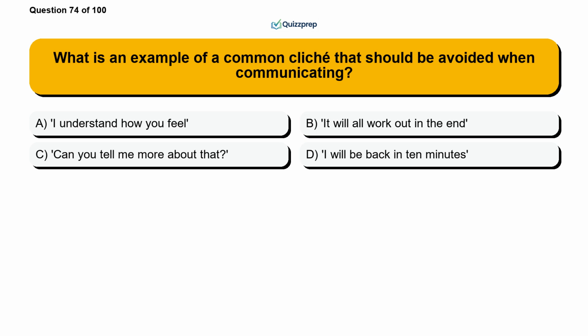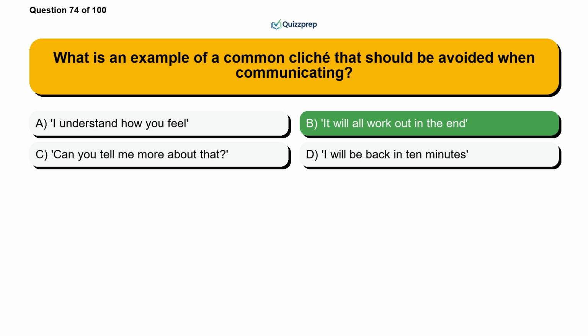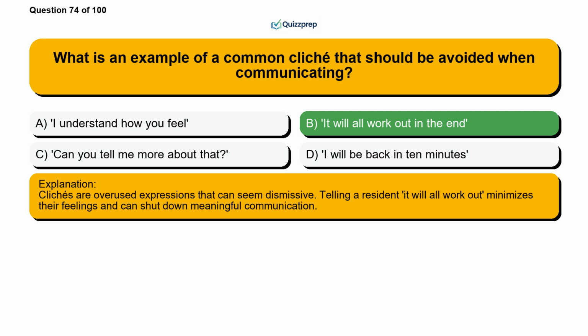Question 74. What is an example of a common cliché that should be avoided when communicating? Option A, I understand how you feel. Option B, it will all work out in the end. Option C, can you tell me more about that? Option D, I will be back in 10 minutes. The correct answer is option B, it will all work out in the end. Clichés are overused expressions that can seem dismissive. Telling a resident, it will all work out, minimizes their feelings and can shut down meaningful communication.